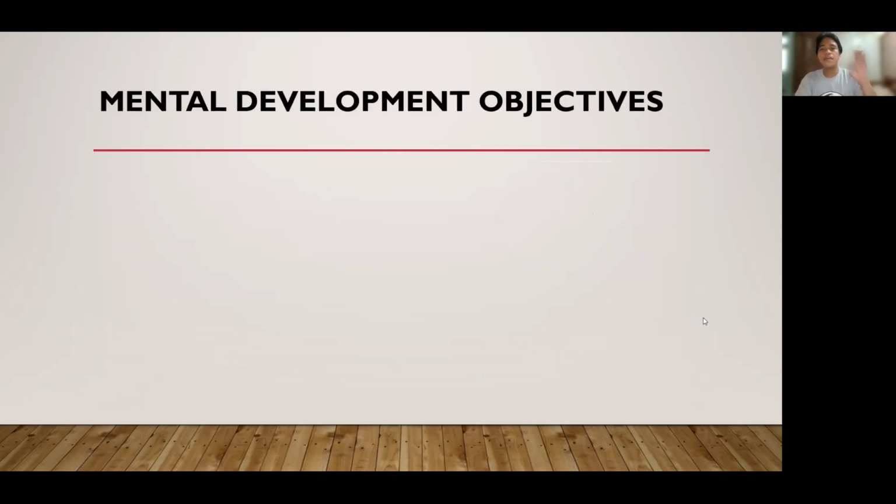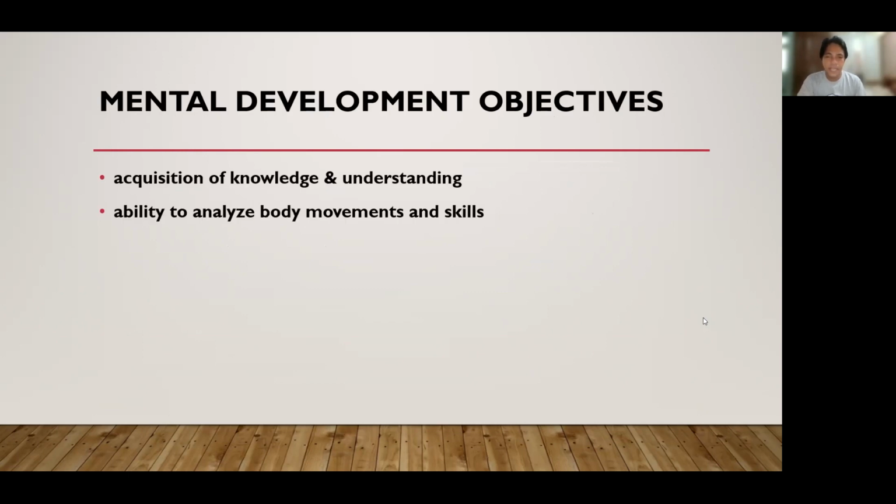Number 2 is the mental development objectives. It focuses on the acquisition of knowledge and understanding, the ability to analyze body movements and skills, evaluate game situations, and make important decisions. So that is mental development objectives.